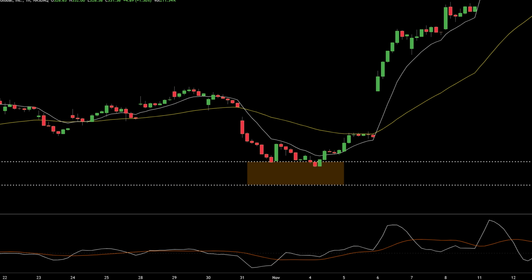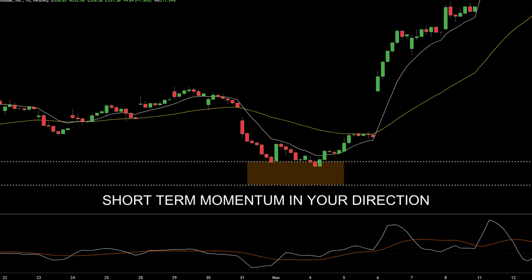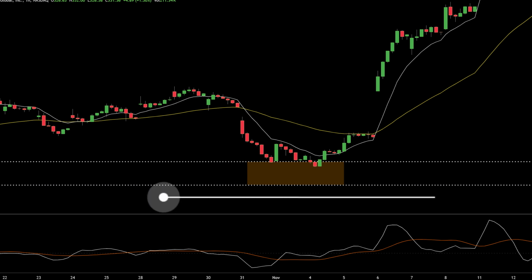You can even use the hook of an oscillator for an entry trigger. Look for the fast line hook. What this does mean is that at least short-term momentum is in your direction. Your stop loss, place it below the zone itself, not just at some random level.